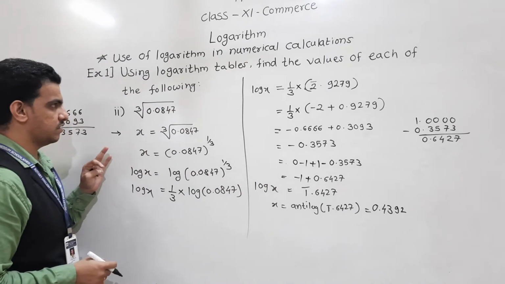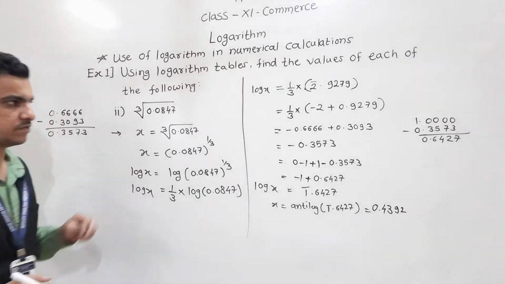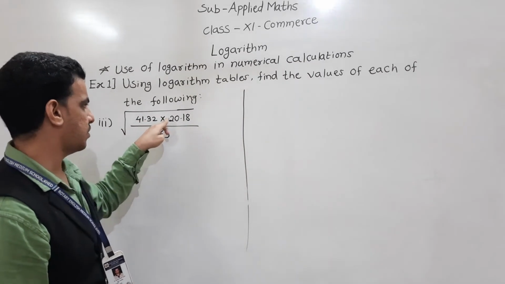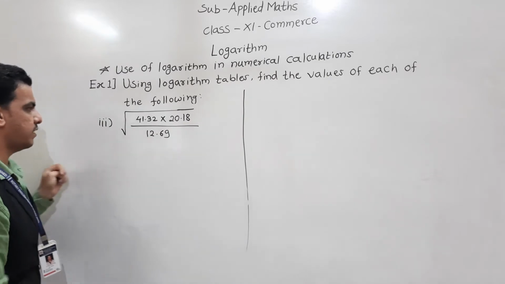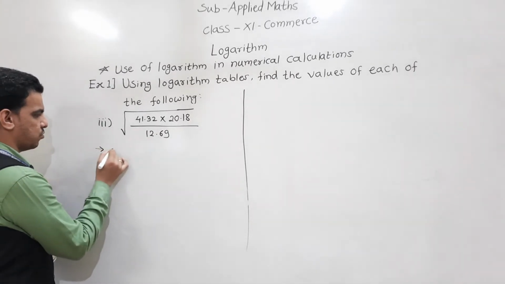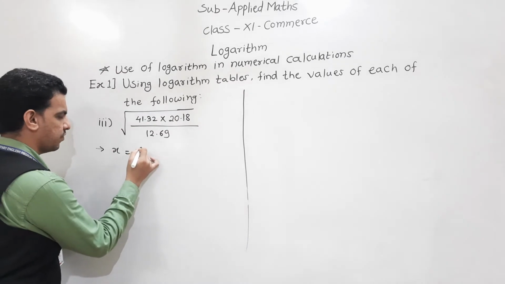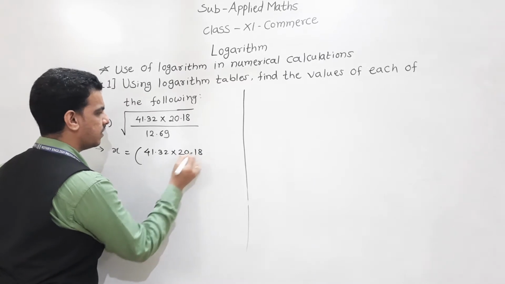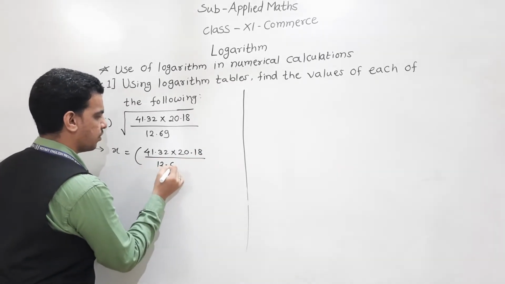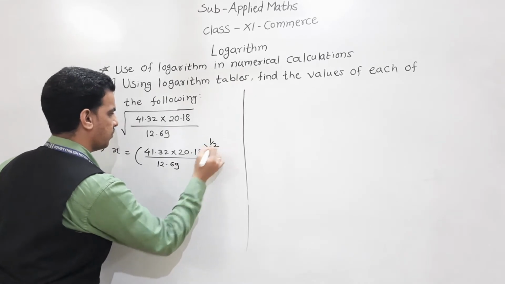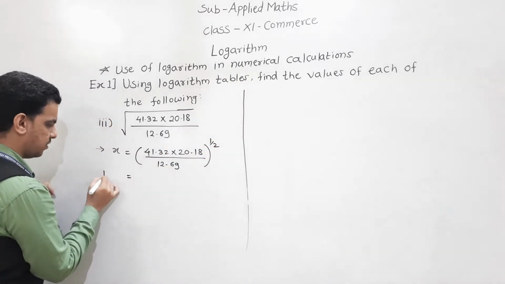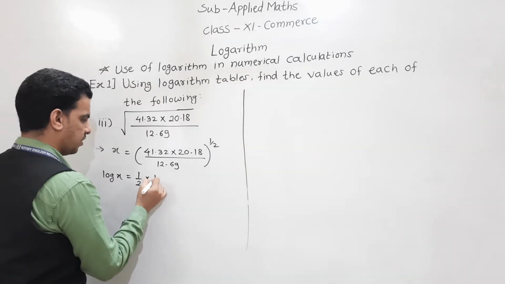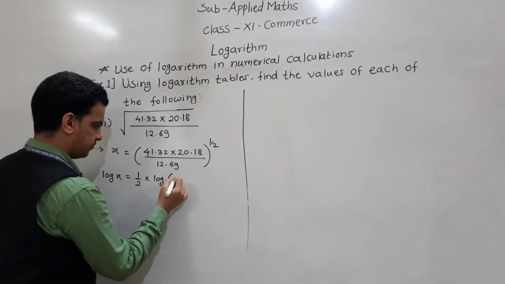Okay. Understand this? Now we will take the third example. The third example is the square root of 41.32 multiplied by 20.18 divided by 12.69. Okay. So we suppose that x is equal to this number. So we can write 41.32 multiplied by 20.18 divided by 12.69, raised to 1 by 2. Okay, now take log on both sides. So log of x is equal to 1 by 2 into log of this number.